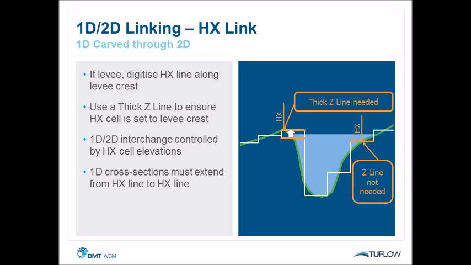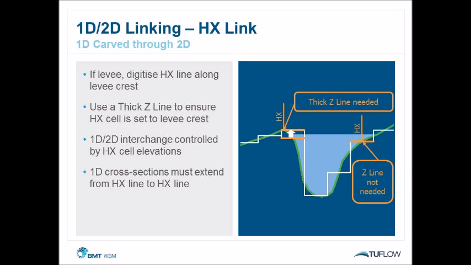Just on the HX linking, another thing that's very important is to make sure you've got the spill height set correctly. So in that diagram on the left, the HX line is digitized on the top of the bank, but the centre of the cell is actually located down the bank a bit, and so the sample ZC value, the sample elevation, is actually lower than the crest. And so as the water level rises, if you didn't do anything to that elevation, then the water would spill across onto the floodplain too soon.